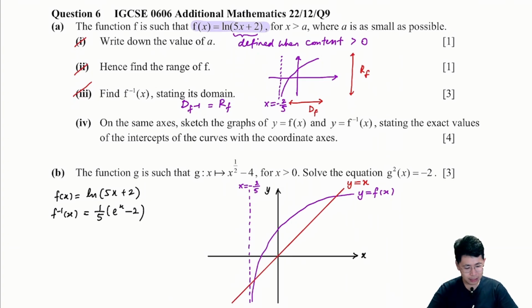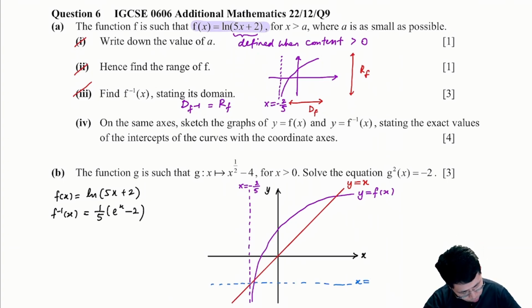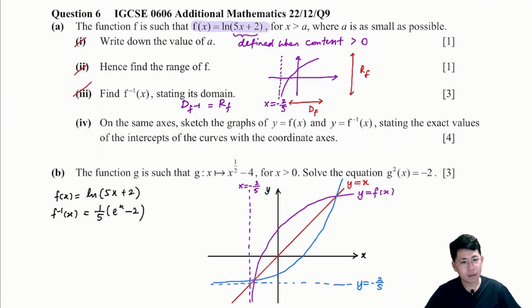Okay, so how would the inverse look like? It is actually this purple graph reflected along the line y equals x, which will look something like this. So the vertical asymptote shifts to a horizontal asymptote first. So this one from x becomes y equals negative 2 over 5. And then it swerves this way, right? So I'm going to swerve the other way, something like this. And then this blue graph would be y equals f inverse of x.